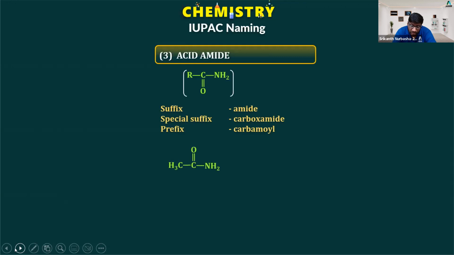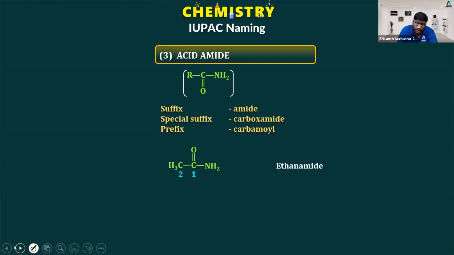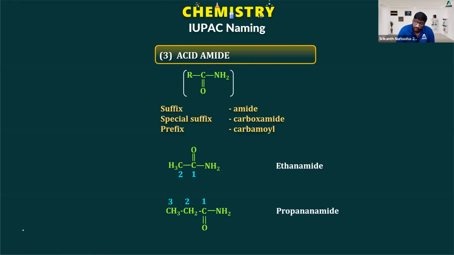Acid amide. Try to name this compound. CH3 C double bond NH2. You have to give the names. Okay, the more you interact, the more you are going to learn. Ethanamide. Those two carbons, and the suffix is going to be amide. So ethanamide. CH3 CH2 C double bond NH2. Propanamide. Very good. 1, 2, 3. So propanamide.